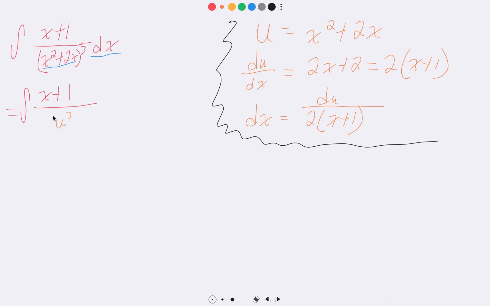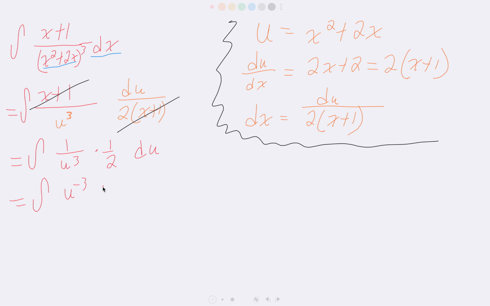Okay, now what can I cancel? You see these two x plus 1s? These two x plus 1s cancel. Therefore, this leaves me with the integral of 1 over u cubed times 1/2 times du, because du over 2 is the same as 1/2 times du. Let's simplify this again. The integral of u to the negative 3 times 1/2 du. I should have done this in two steps. Okay, let me pluck out the 1/2 here. The integral of u to the negative 3 du.